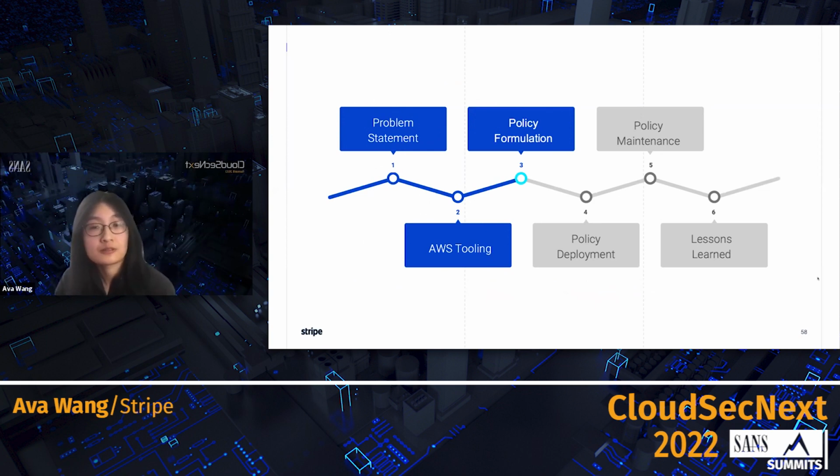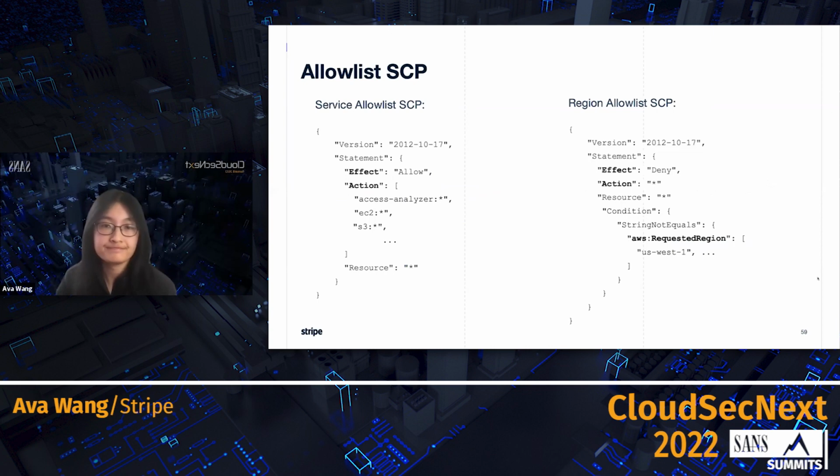So now that we understand what an SCP is and how it restricts access across a multi-account environment, let's move on to how we formulate the control policies that will by default only allow the AWS services and regions that are used, decreasing the attack surface.